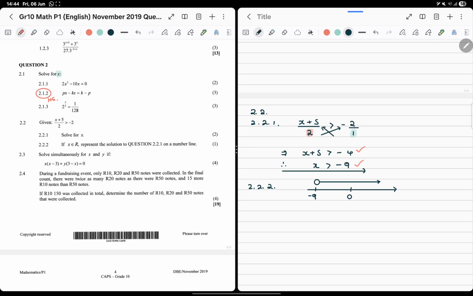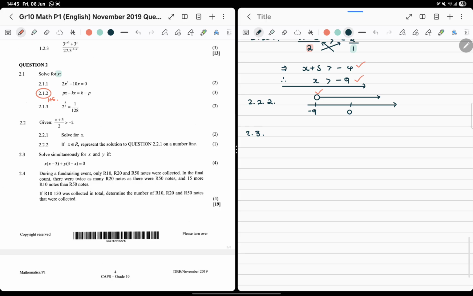All right, okay, all right. So we get just 1 mark for showing an open circle with an arrow, because values greater than minus 9 are going to the right of minus 9. Values less than minus 9 go to the left of minus 9. Okay, nice question right there.